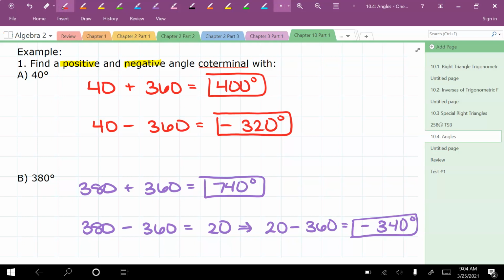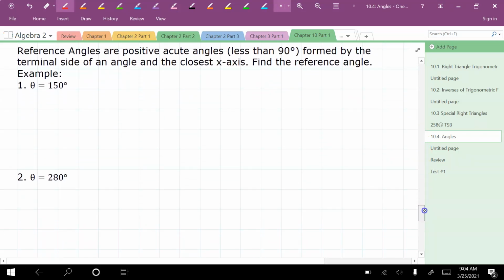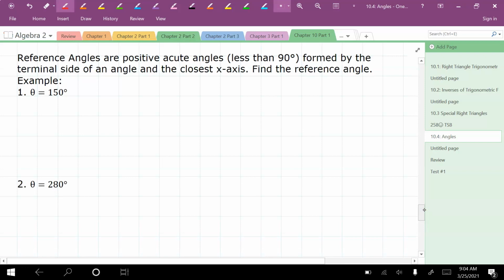Okay, the last type of angle I want to talk about is reference angles. So reference angles are positive acute angles. So all of these are going to be less than 90 degrees. So if you get a reference angle that's greater than 90 degrees, then we did something wrong. Okay, so then we have to go back and try to reevaluate that.